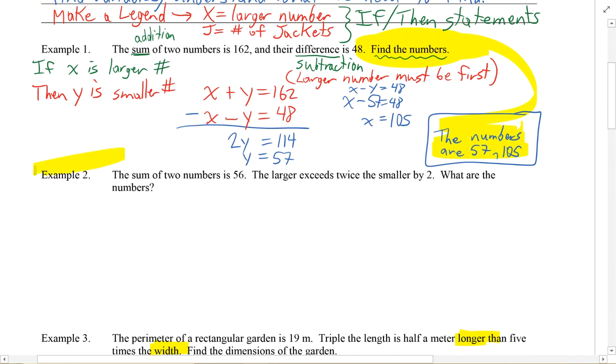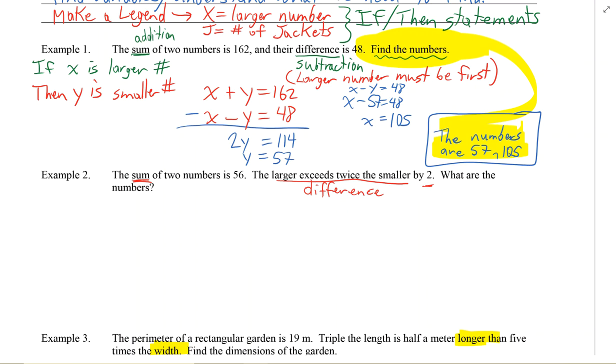Okay, read example number 2, underline important stuff. Go for it. What did you underline? Sum, exactly. What else did you underline? Yeah, the larger exceeds twice the smaller by 2. This is a really, really weird one. What it actually is, it's actually a difference equation. And this is probably, I'd say, the hardest one to work with, okay? So I'll help you through that one. The one on the test is more similar to the very first one, okay? And then the last question is, what are the numbers?